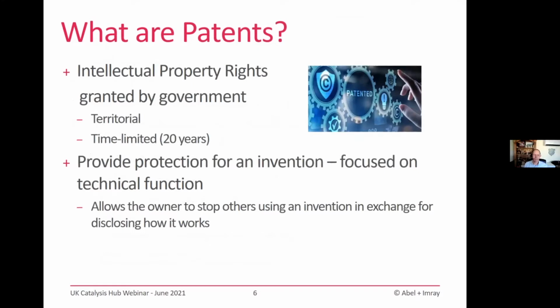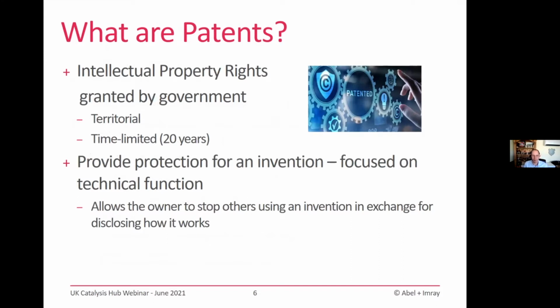Thanks, Katie. We covered some of this last time, but just as a bit of a recap, what are patents? So patents are intellectual property rights that have been granted by a government. So that means that they're territorial. They apply in the territory or the country that has granted them, and they're time limited. They only last for 20 years. That's 20 years from the date that the application was first filed. And once that time has run out, that's it.